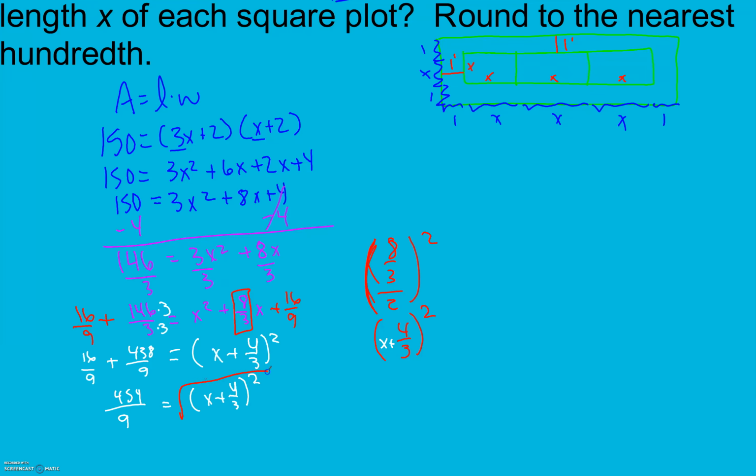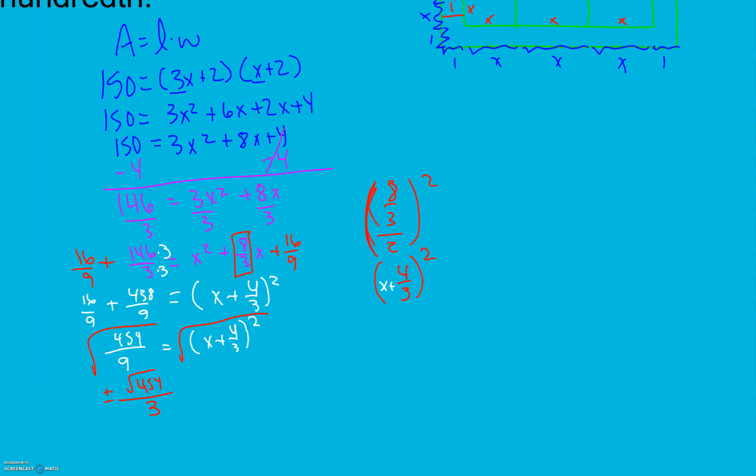To get rid of the square, we're going to take the square root. And again, the square root of 454 is not a perfect square, but the square root of 9 is. It's 3. And remember, we have to do the plus or minus there. And here we just have x plus 4/3. To get rid of addition, I subtract. And I get x equals negative 4/3 plus or minus the square root of 454 over 3, which, since I have the same denominators, I can take negative 4 plus or minus the square root of 454 all over 3.